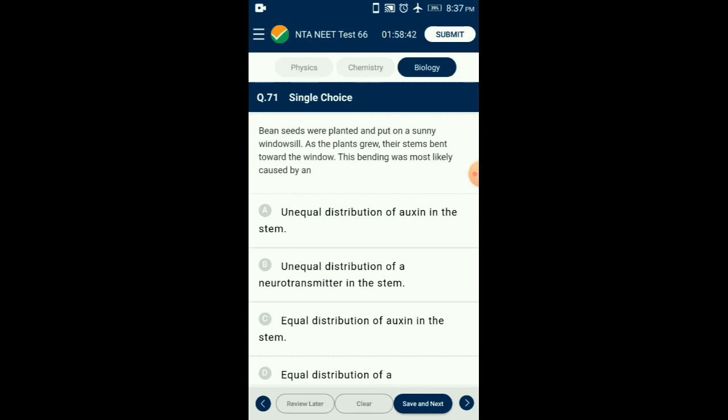Neurotransmitters are also chemicals secreted by multicellular animals and are used in transmitting impulses in the nervous system. So the answer for this question is option A, unequal distribution of auxin in the stem.